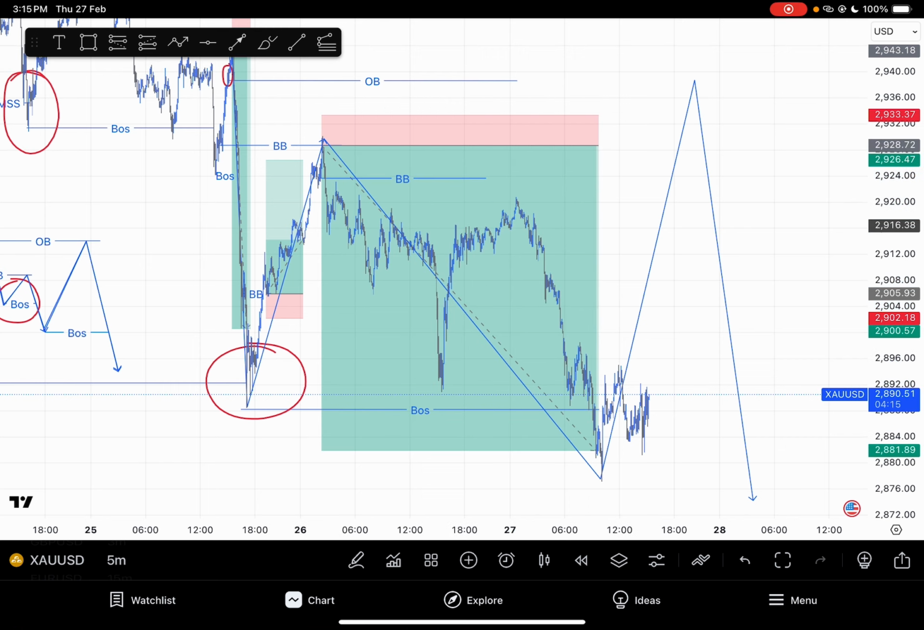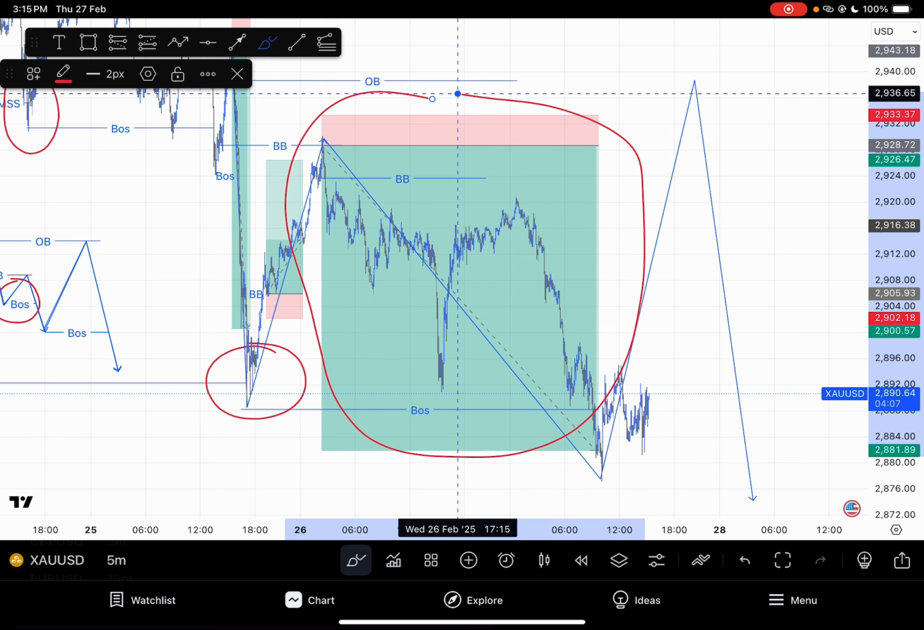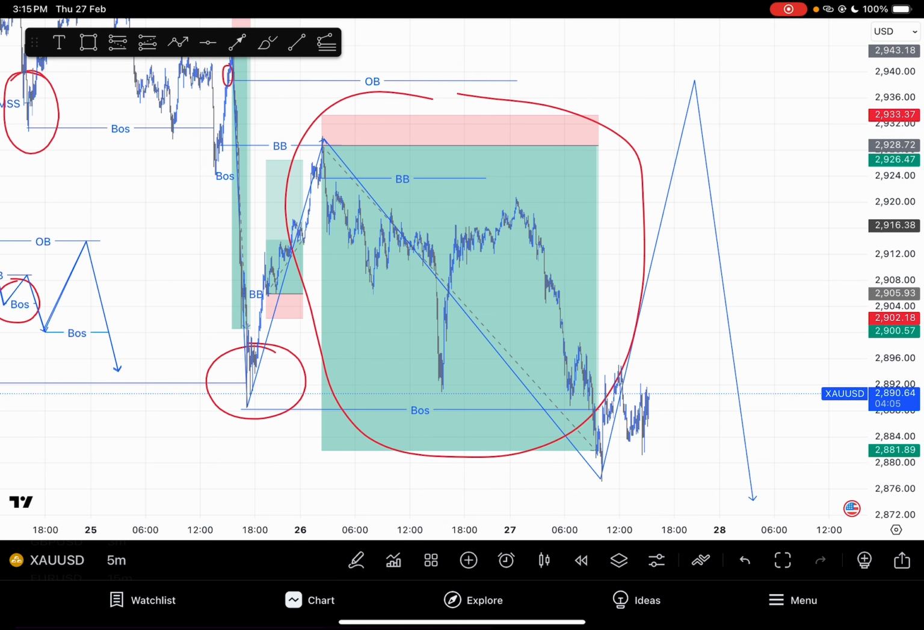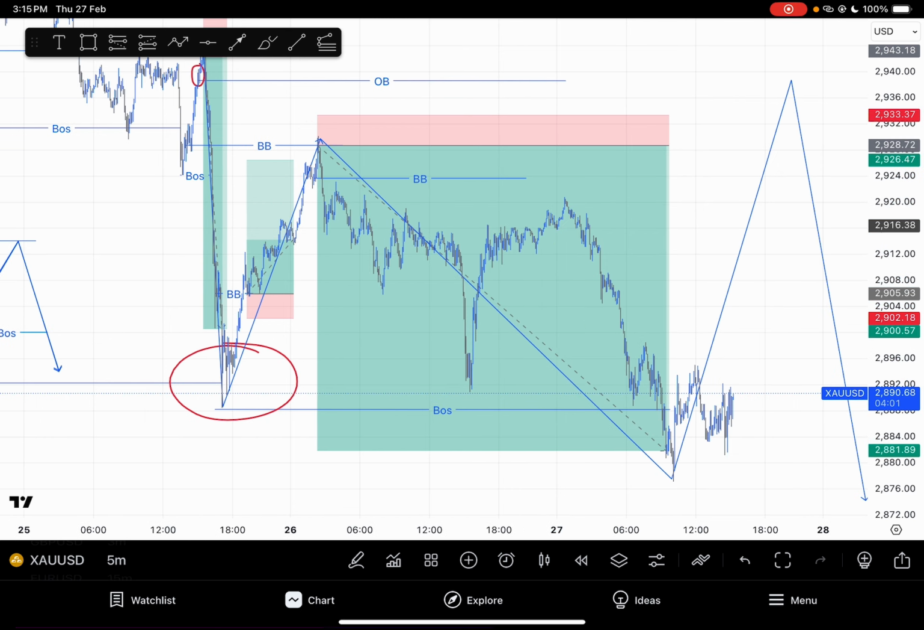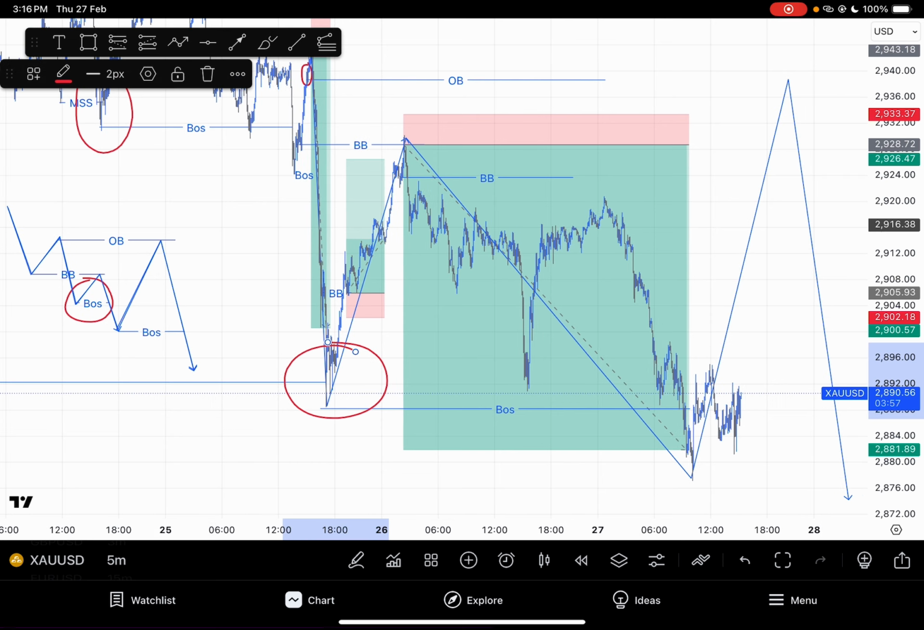And if you watch my previous video, I gave an analysis on this particular trade I took here, and you see it played out exactly how I analyzed it. So this is what we're expecting gold to do, let's say, as from next week.